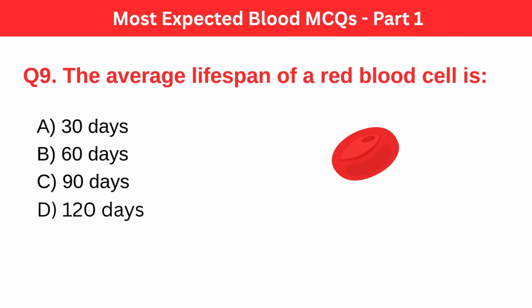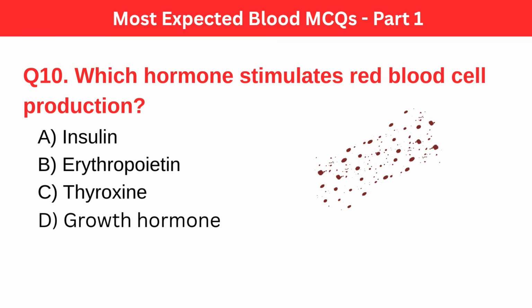Question number 9. The average lifespan of a red blood cell is. The right option is D. 120 days. Question number 10. Which hormone stimulates red blood cell production? The right option is B. Erythropoietin.